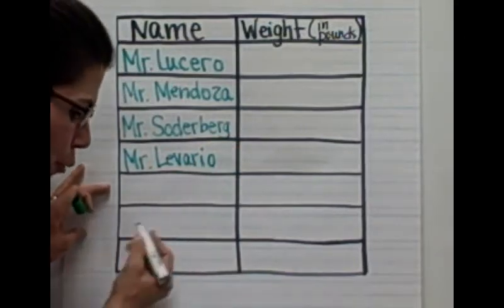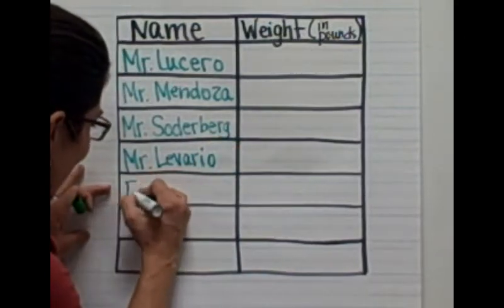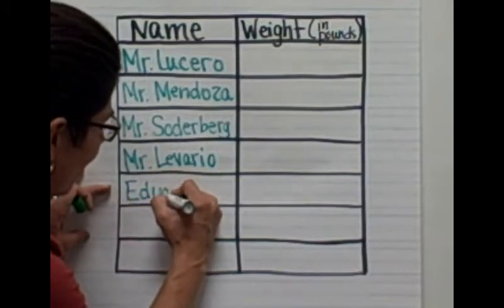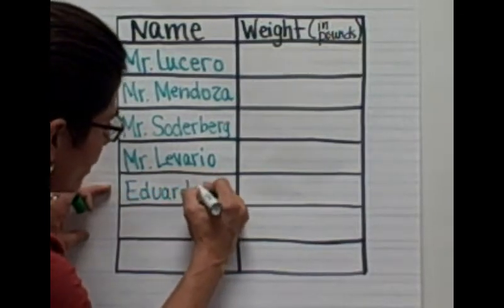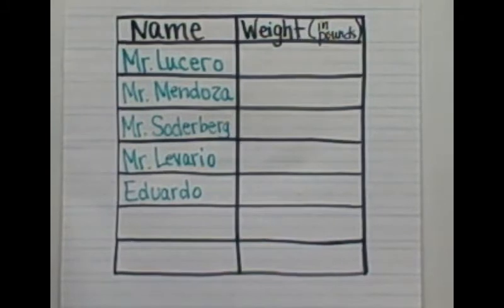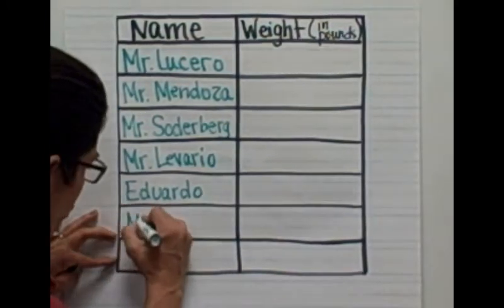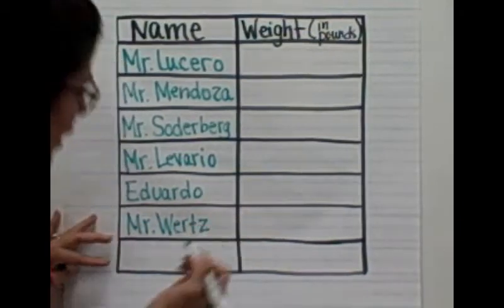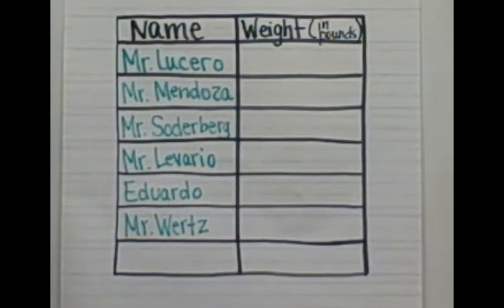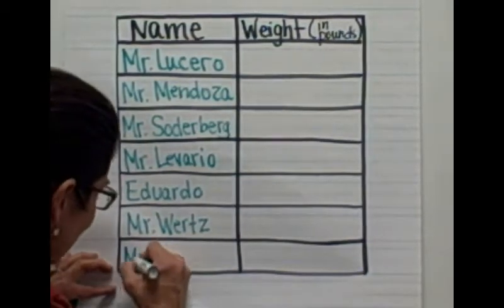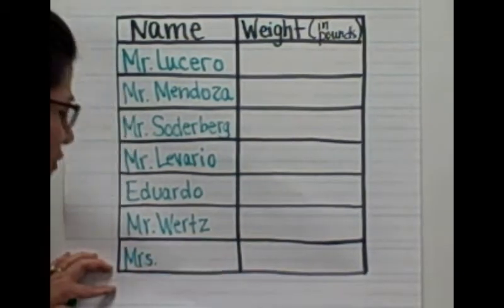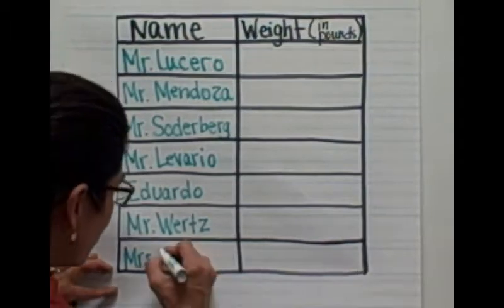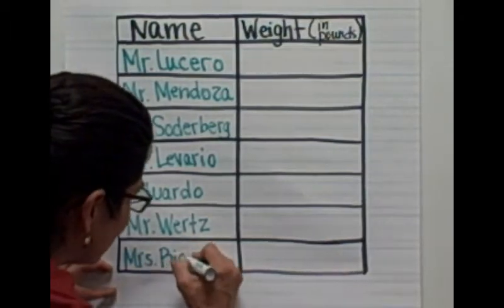Your fifth row is going to be a young man by the name of Eduardo. Our sixth row is Mr. Wertz. And your last row is going to be the only brave female teacher in this building, Mrs. Richmond.